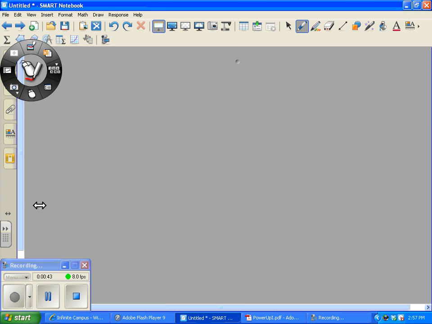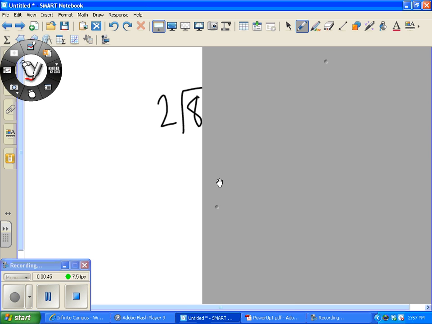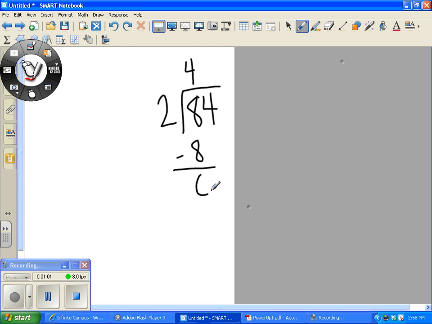Let's use our shade to look at one digit at a time. Think, how many groups of 2 can I get out of 8? 4, right? Because 4 times 2 is 8. Subtract, bring down. Now I'm looking at this bottom line. You guys know how I feel about the bottom line. You keep working until you're all the way to the bottom. How many groups of 2 can I get out of 4?